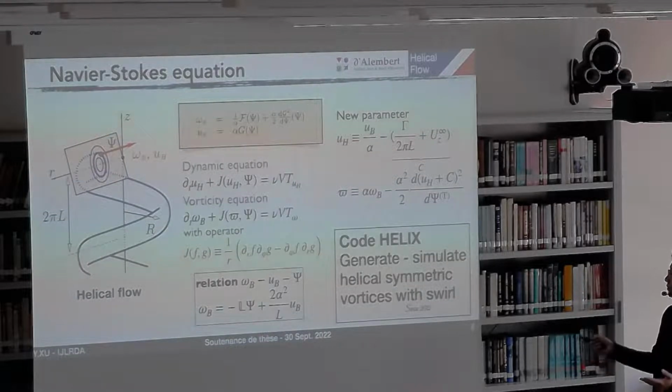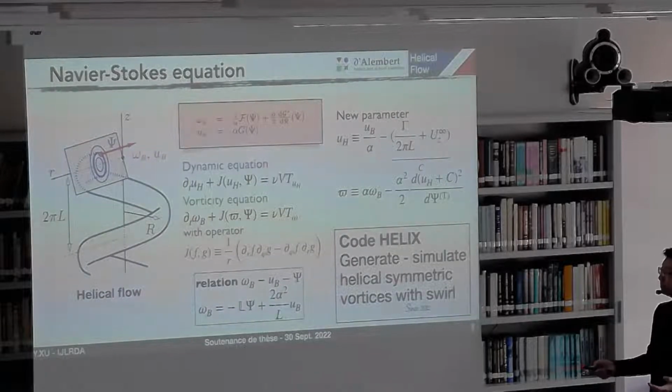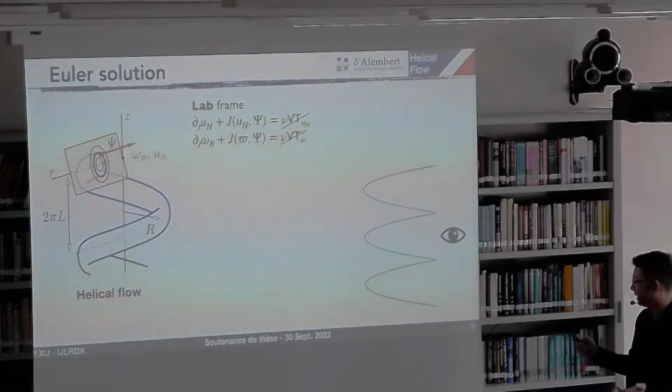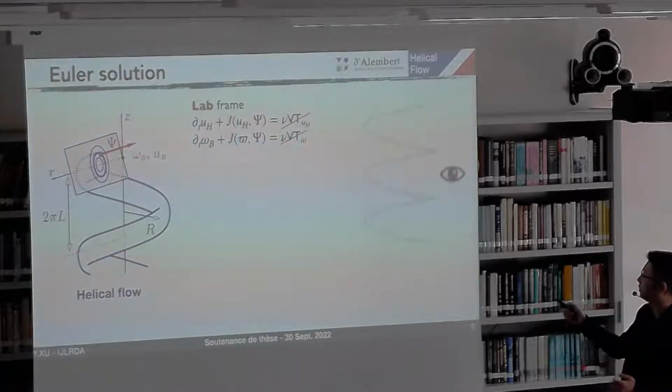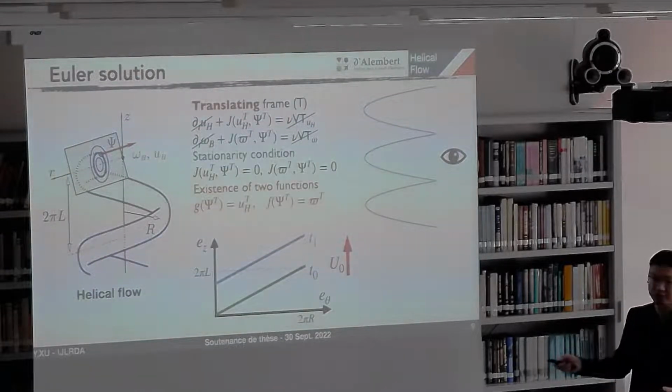This function is used in the code called Hélices, which allows us to generate and simulate helically symmetric vortices with swirl. It was built like 10 years ago, and we just introduced these new functions inside. As we know, the helical motion is usually rotating, and we cannot say it's stationary. What we do is attach our reference to the helix, like the one shown here, and we call this frame a translating frame.